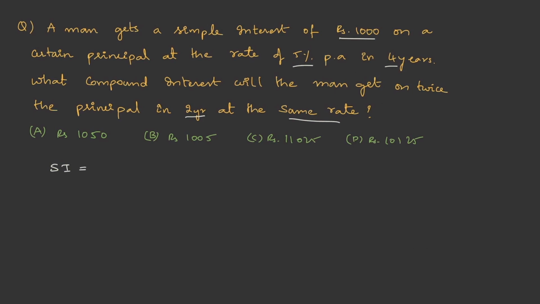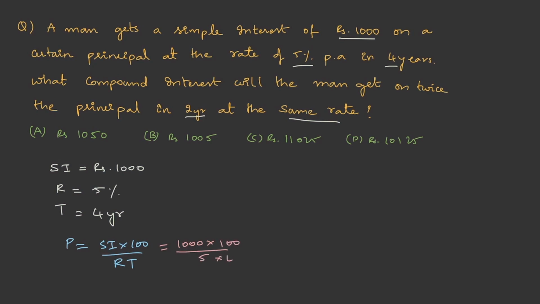Simple interest is given as rupees 1000, then rate is 5%, time is 4 years, and we know the formula. Principal is simple interest into 100 by rate into time. This is 1000 into 100 by 5 into 4. This is rupees 5,000. So from this data we were able to find the principal. Now let's move to the compound interest.